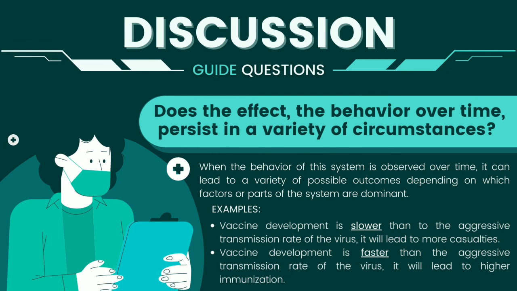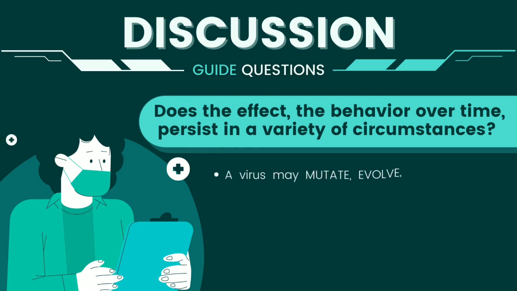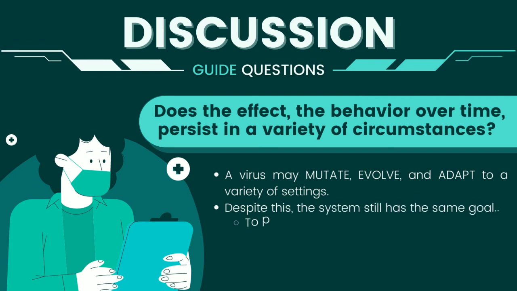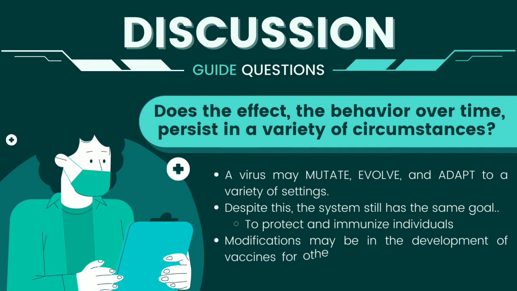These are some possible outcomes that can be perceived given the varying conditions that can happen to a system over time. Moreover, studies show that the virus may mutate, evolve, and adapt to a variety of settings. Despite this, the system still has the same goal, which is to protect and immunize individuals. The modifications may also be in the development of vaccines for other viruses or severe variants of the COVID-19 virus. Hence, the impact persists in a variety of circumstances.